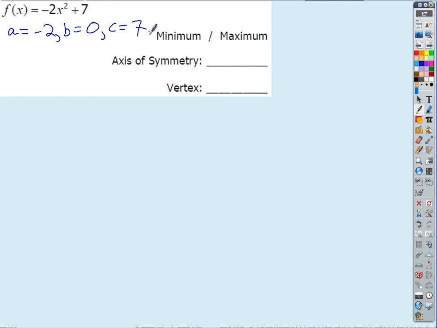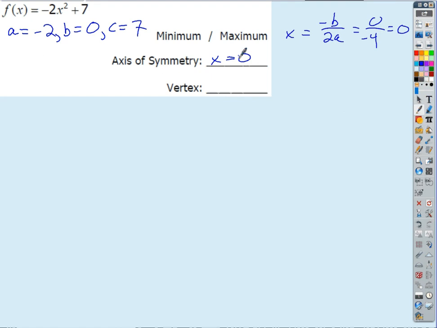Okay, so the axis of symmetry, do you remember what the formula was? That's it, negative b over 2a. So all I've got to do then is plug those values in and see what I get. Well, what's negative 0? 0 divided by, really, who cares? 2 times -2 is -4, but 0 divided by a number is always 0, okay? So the axis of symmetry is just the line x equals 0, right?